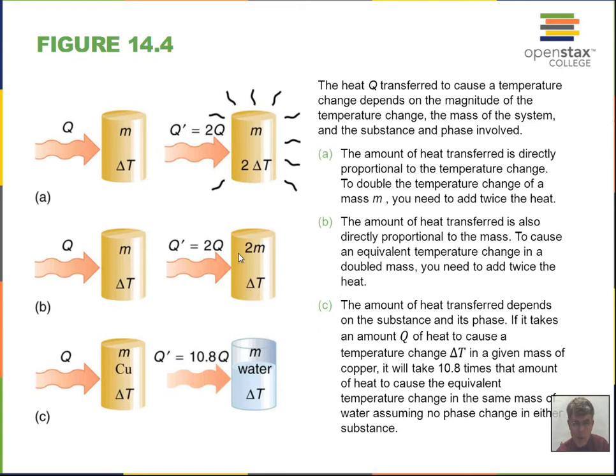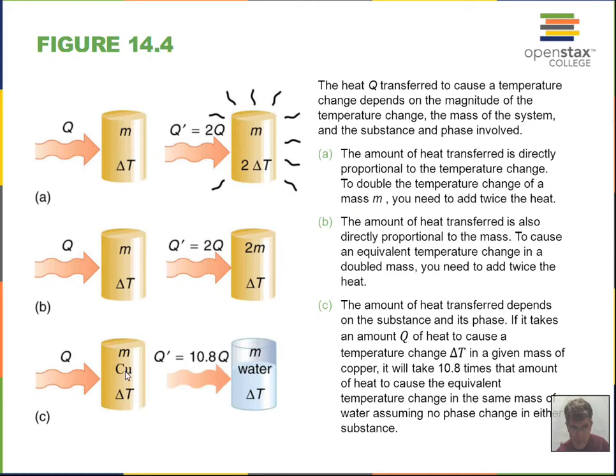Now, if we double the mass, it's going to take twice as much energy to achieve the same delta T as the object that has 1m units of mass. And then if we take a look at water versus copper, if we feed a certain amount of energy into the copper, we'll get a delta T value. It turns out that water is very stable for its temperature, and we have to deliver almost 11 times more energy to the same mass of water to achieve the same temperature change that was observed in the copper.